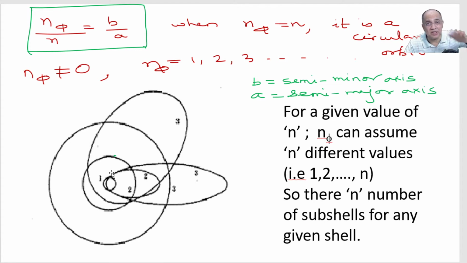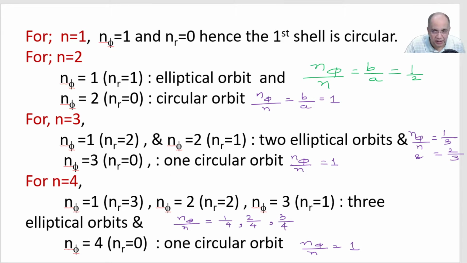Similarly, for the third cell, there will be 3 n phi values: 1, 2, 3. For 1, it is 1 by 3, an ellipse. For n phi equal to 2, 2 by 3, again an ellipse. But when n phi is equal to 3, 3 by 3, at that time nr is equal to 0, so it is a circular orbit, right? So the same thing I have written here, just let me read it out.